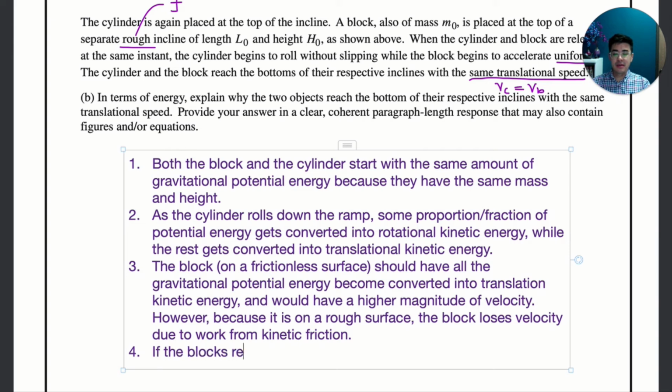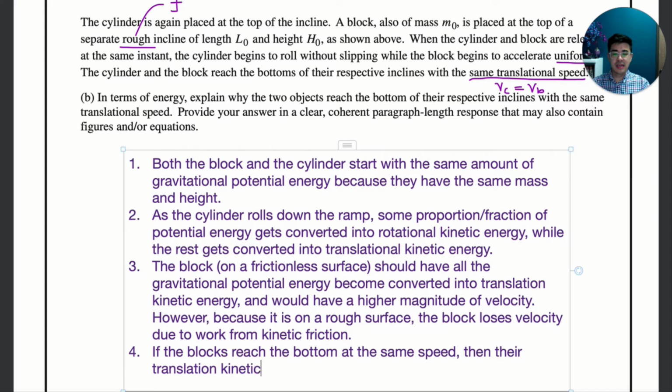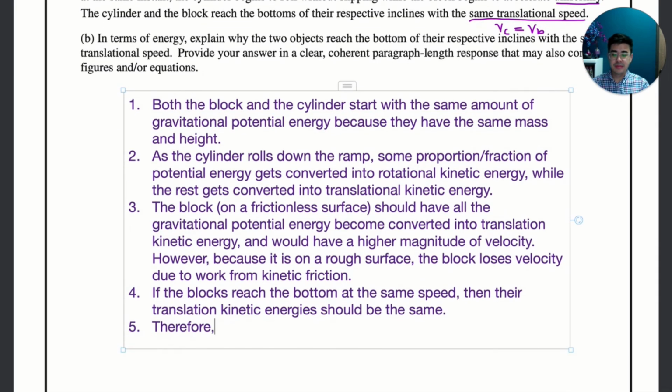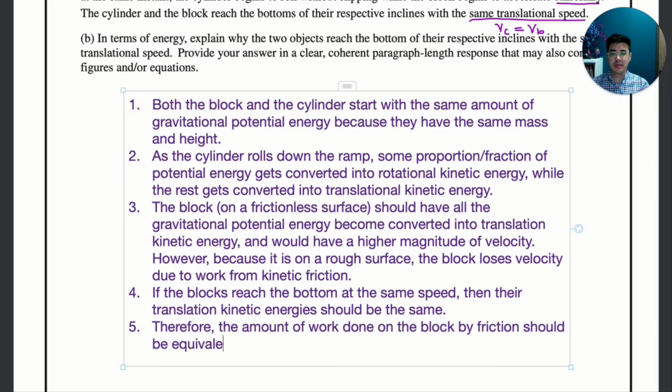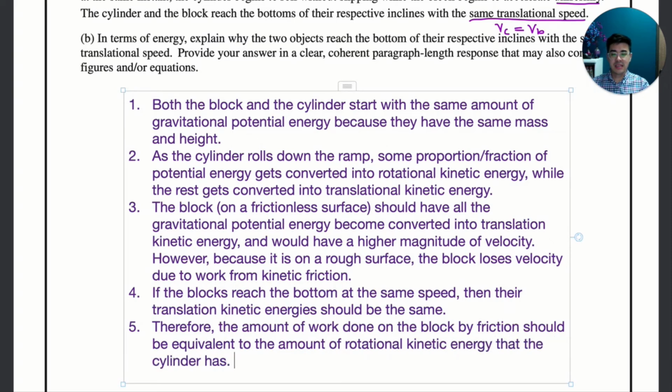If the blocks reach the bottom at the same speed, then their translational kinetic energies should be the same. Therefore, the amount of energy or work lost due to, or work done on the block by friction should be equivalent to the amount of rotational kinetic energy that the cylinder has. So I think this would be enough to get full credit. This is just my guess.